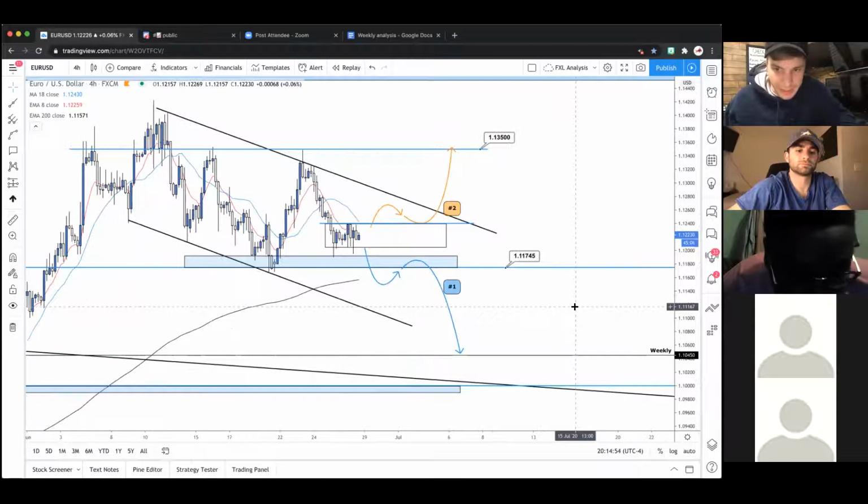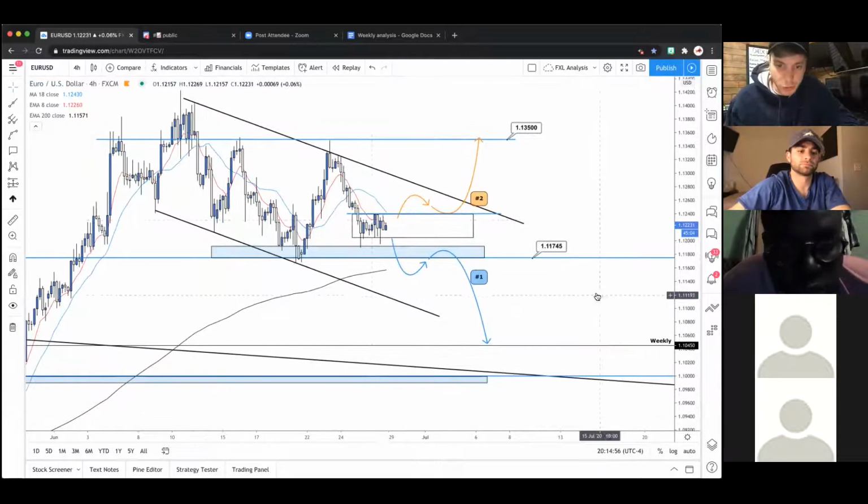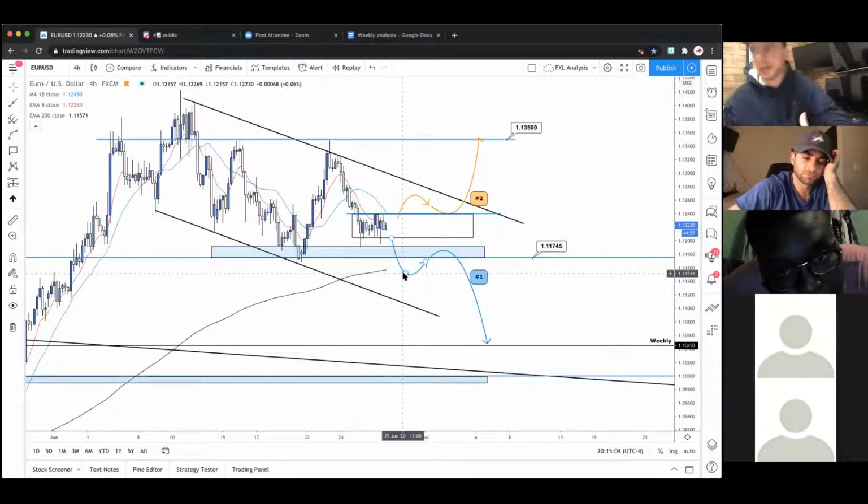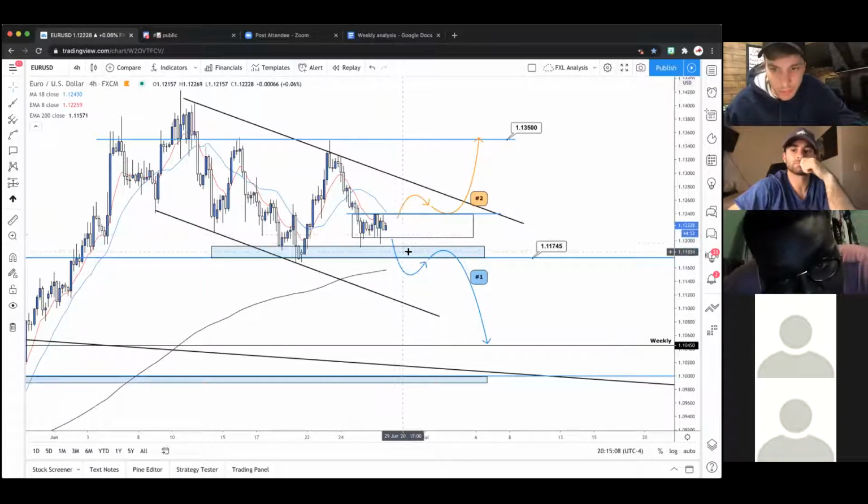Based on the overall sentiment, I'm definitely more short on this than anything else. But to confirm that, I'm not taking any setups in this area. This is like a little box pattern right now. So I want to get in on the highest probability trade, and for me, that would be a break of this support right around 1.11745.